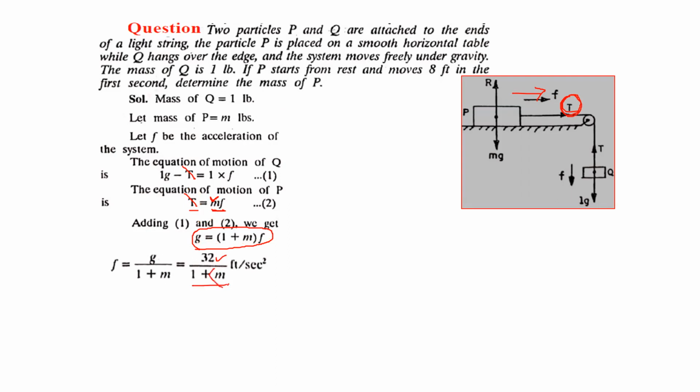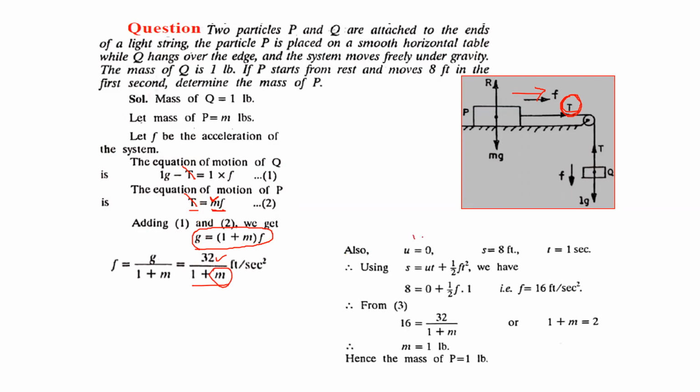Now we have to find the value of m, for that we can alternatively find the value of f from the data given to us. This was the data given to us. Initial velocity of P is 0. The distance covered is 8 feet and time is 1 second. So from this equation, we can find the value of f also. And the value of f is 16 feet per second square. But we have already solved the value of f equal to this, A wali value jehdi assi banai sigi.